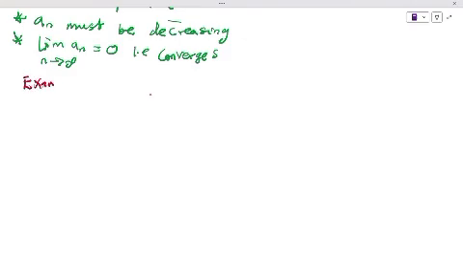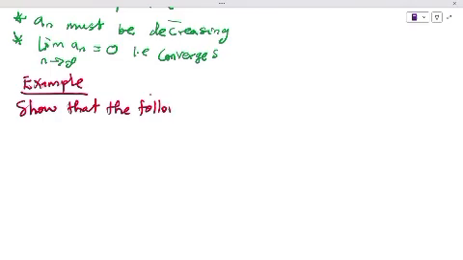Example. So the question is: show that the following series converges conditionally.